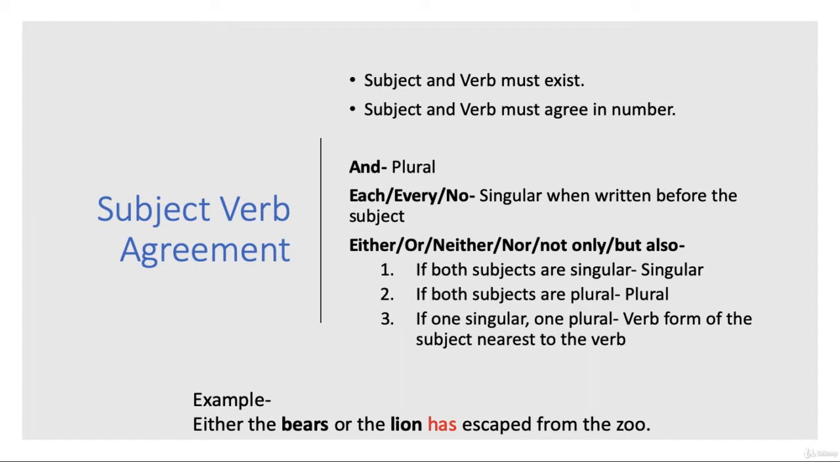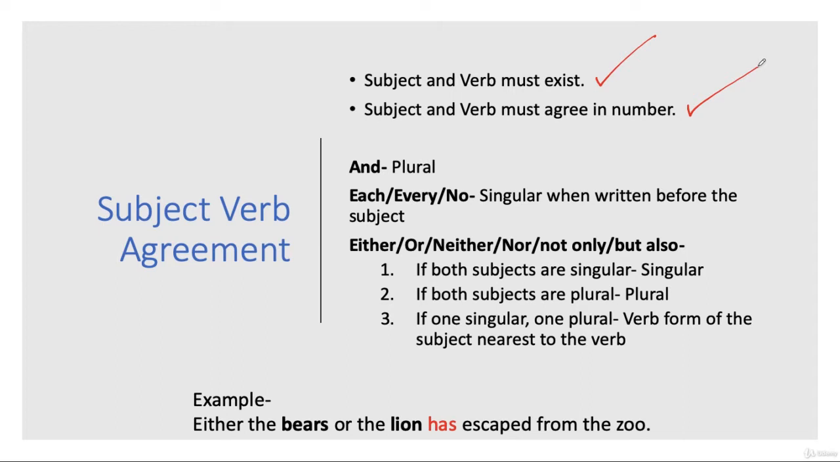Subject-verb agreement says that whenever you're making a sentence, the subject of that sentence and the verb of that sentence must agree. By agree, I mean number one, they must exist. Existence is important. And second, they must agree in number.